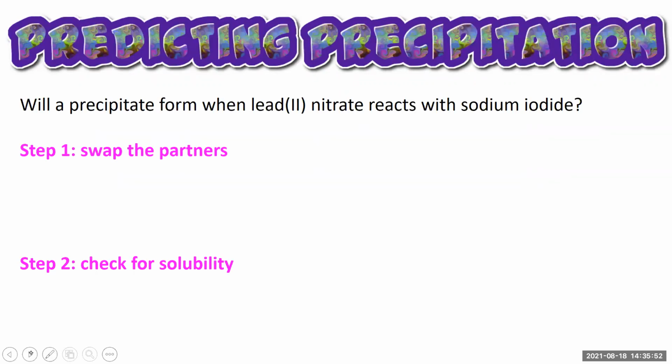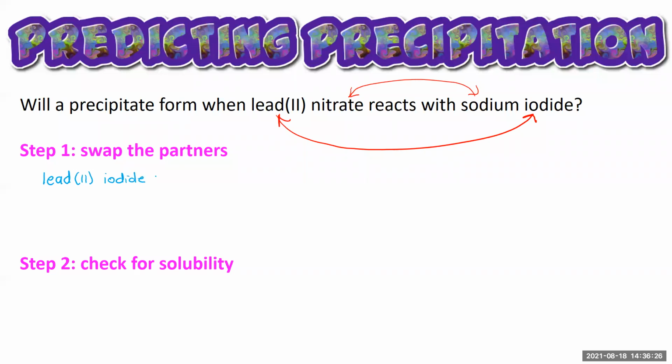Will a precipitate form when lead 2 nitrate reacts with sodium iodide? The easiest way to go about this is, first of all, you just swap the partners. So the lead 2 is going to go with the iodide and the sodium is going to go with the nitrate. So let's swap the partners and see what we've got. So if we swap the partners, we've got lead 2 iodide and we've got sodium nitrate.